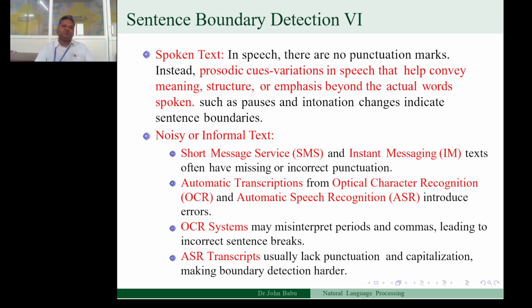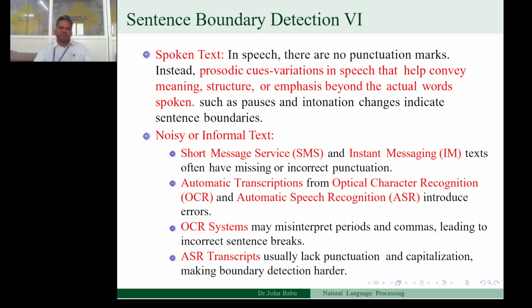When it comes to spoken text, finding the sentence boundary is also quite difficult because there is no capitalization and no punctuation marks in audio speech. But still there are prosodic features, something like a pause, high pitch, low pitch, tone, elongation. This type of prosodic feature will help us to find the boundary.